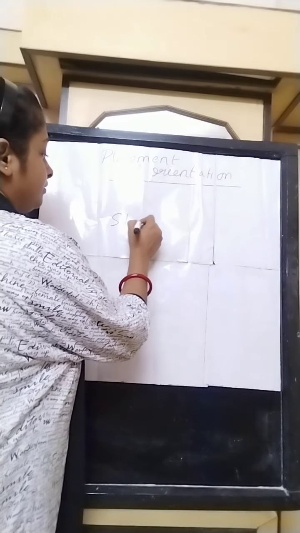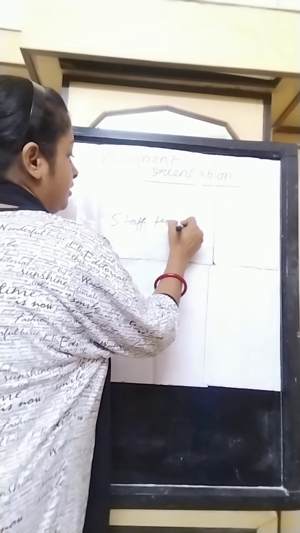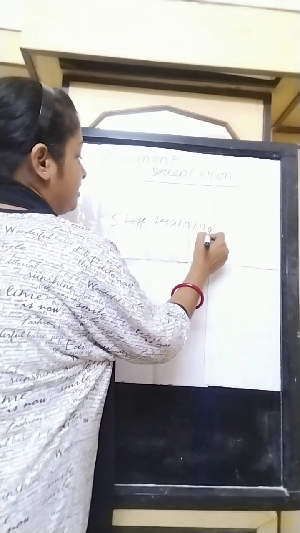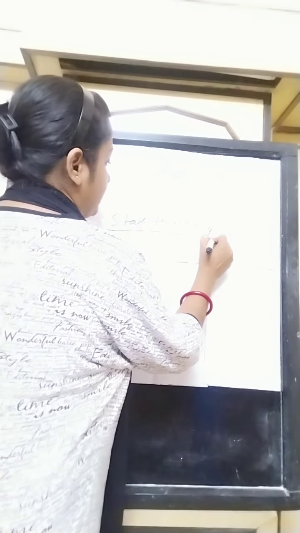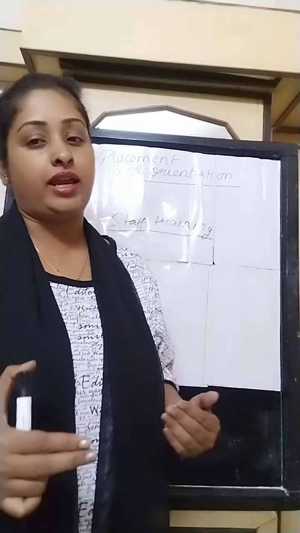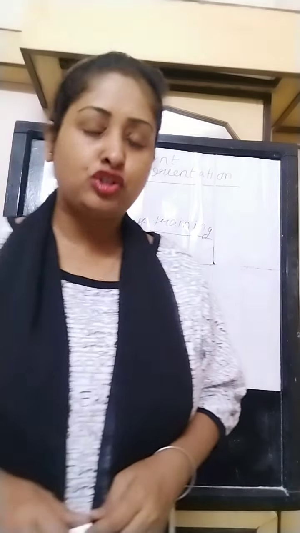Now coming to the second part, that is staff training. Staff training is the next step after placement. After a candidate is selected finally and placed properly, the probation period is over. Now the staff is ready to be trained. Now what is this training? It is an act of improving, an act of upgrading the knowledge and the skill of the employee.